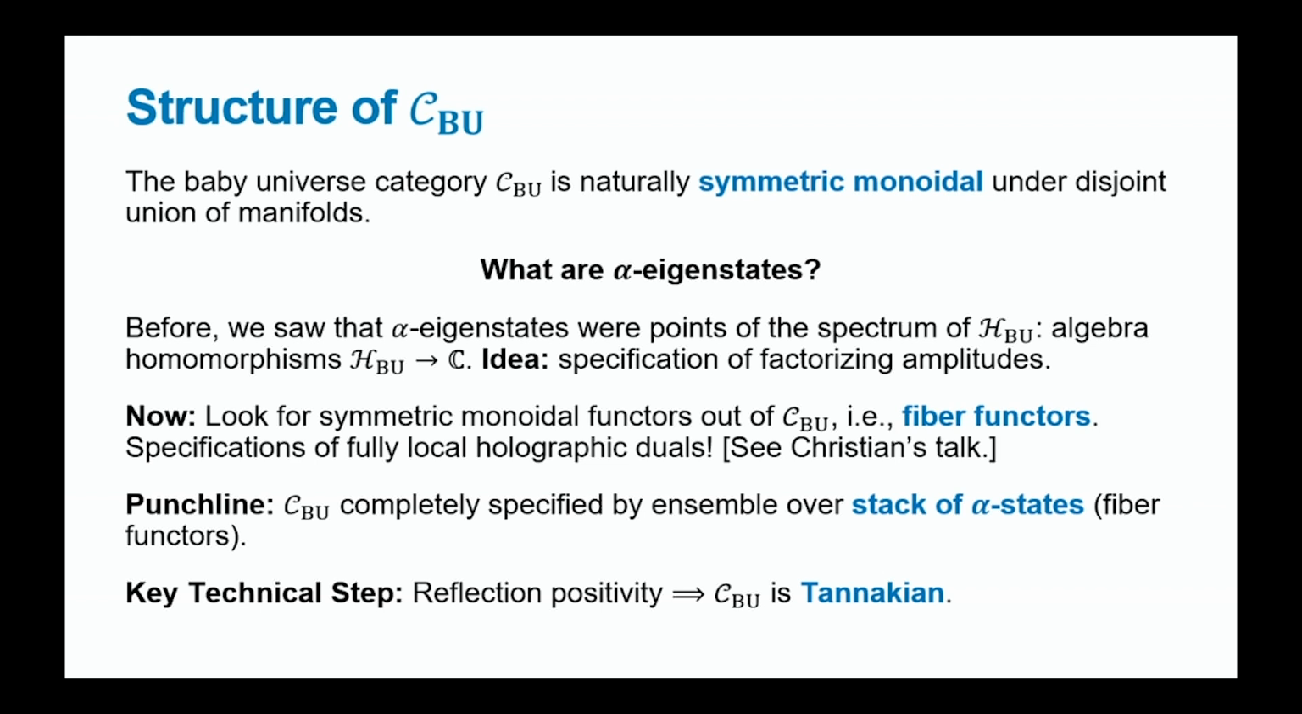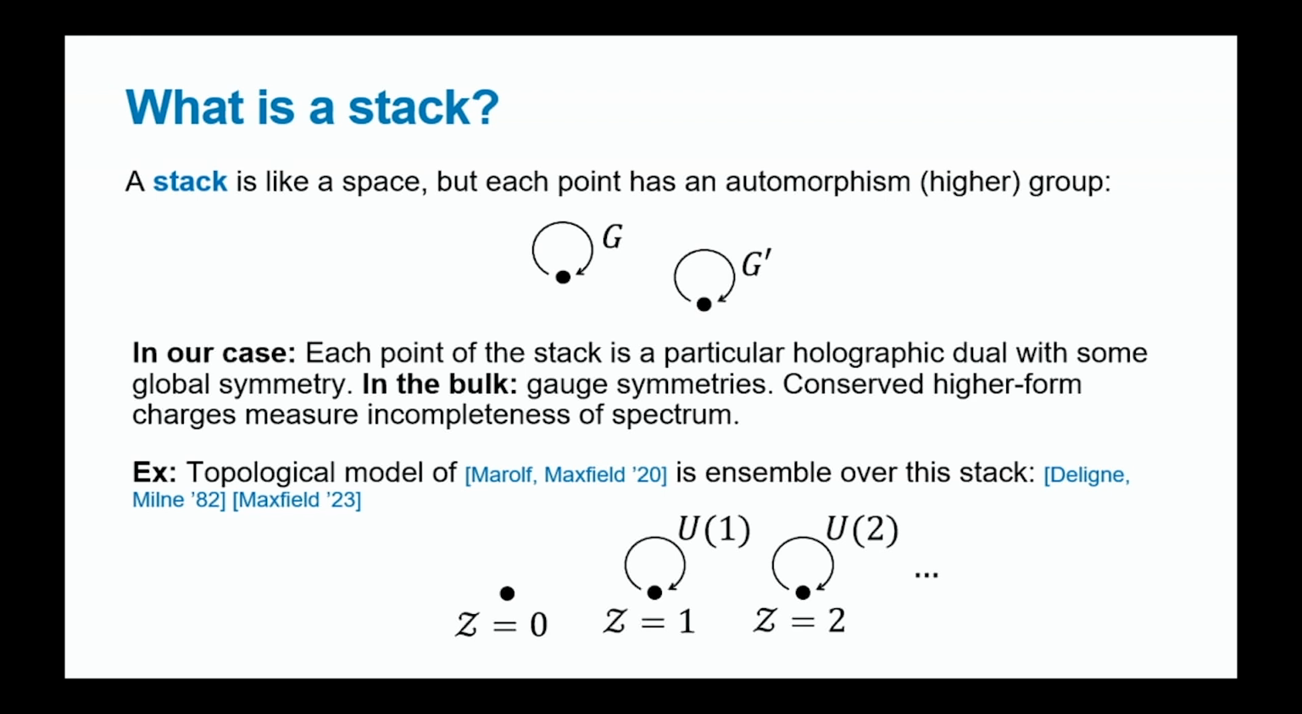So the technical result is that just as the baby universe Hilbert space was completely described as an ensemble over a set of alpha eigenstates, the baby universe category is described by an ensemble over what's known as a stack. And I'll explain on my next slide what that is. For experts, the key technical step is that reflection positivity implies that this category has a property known as being Tannakian. Essentially it means that all of its objects have integer quantum dimension. So what's a stack? A stack is like a space, but each point has some automorphism group.